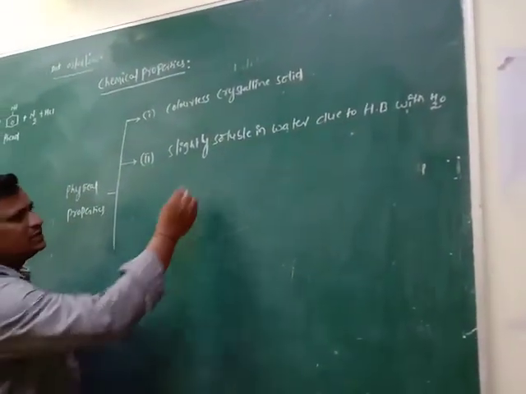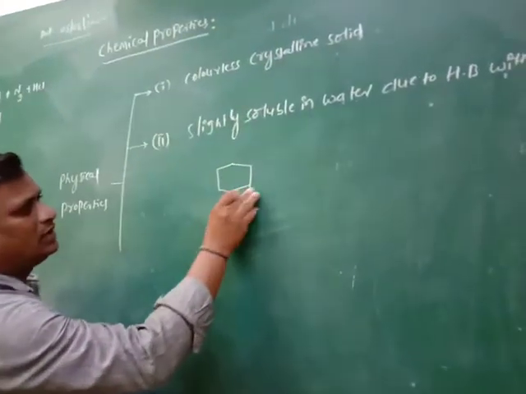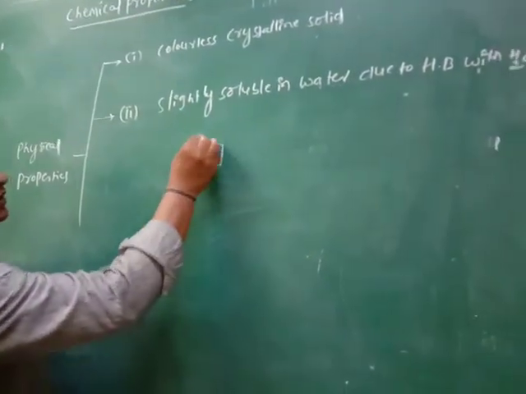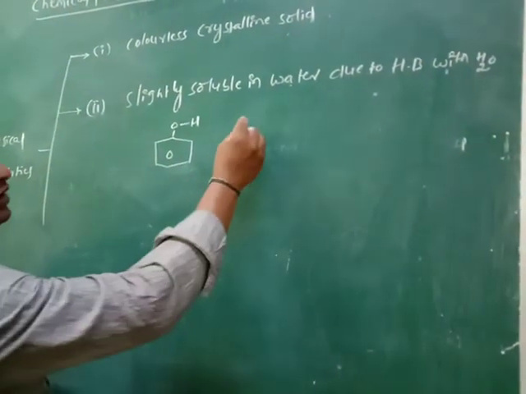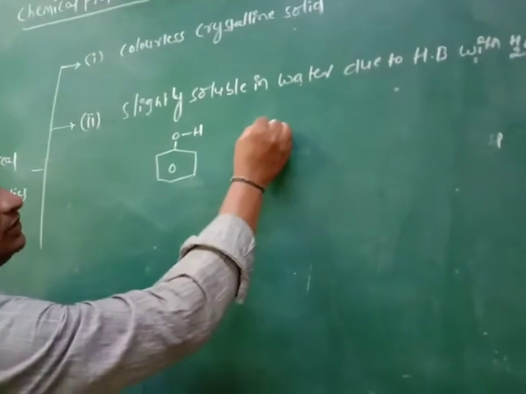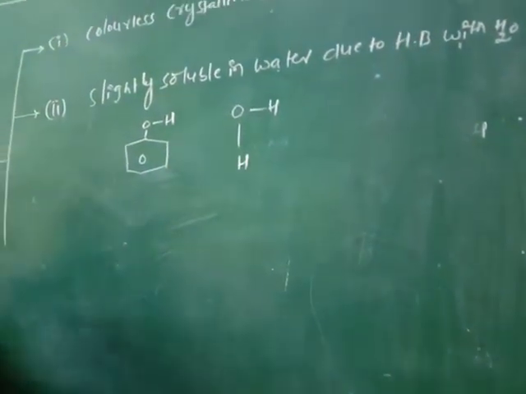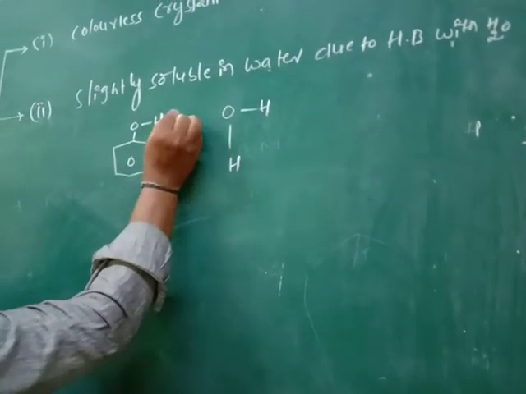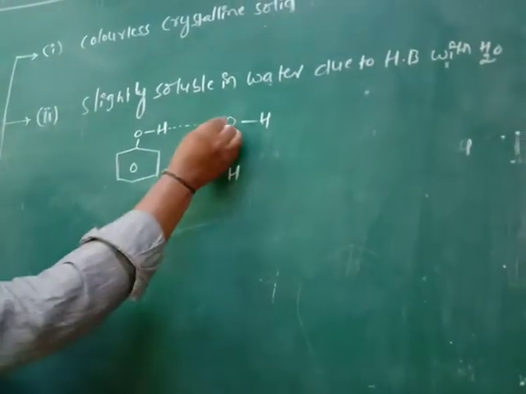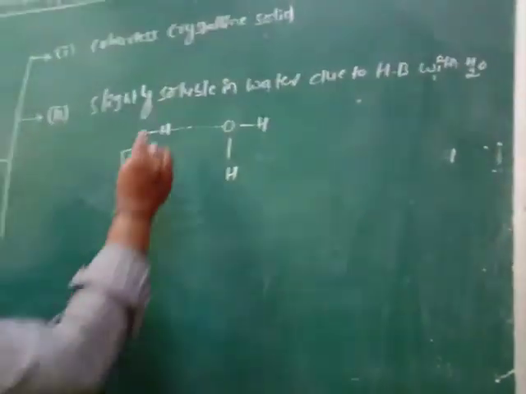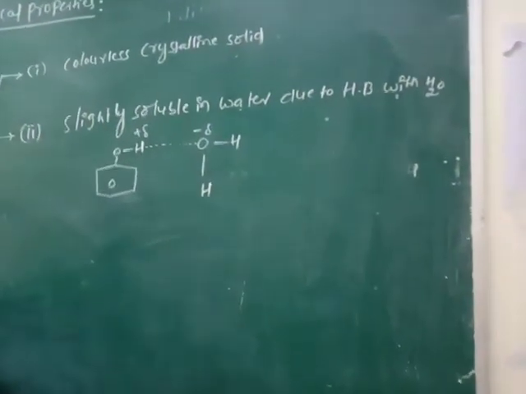So generally its simple representation is, it is phenol and water. Phenol is O bonded to H, and water is O with H and H. Generally hydrogen bond is represented with dotted lines. This hydrogen bond is obtained between partially positive hydrogen and partially negative oxygen.